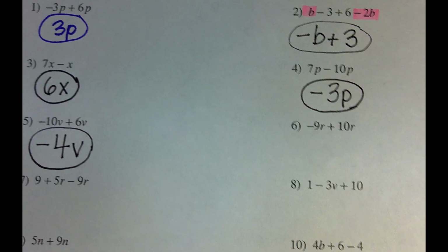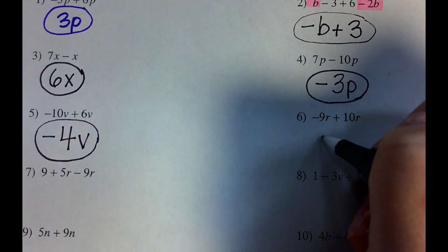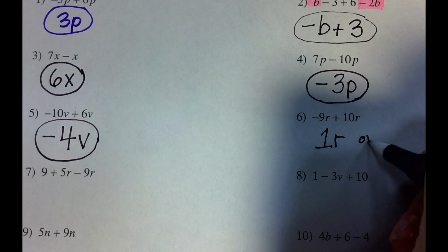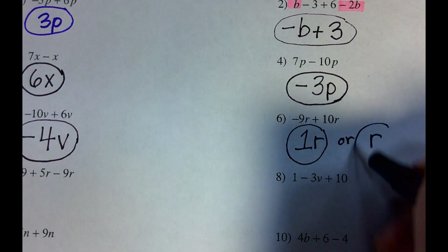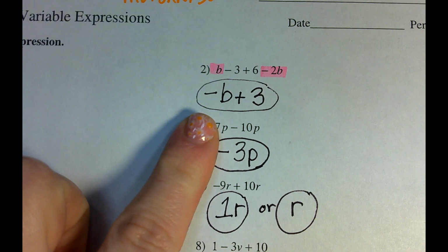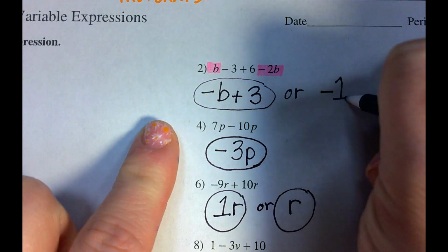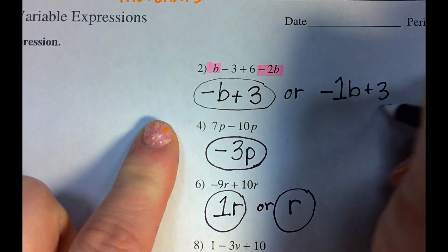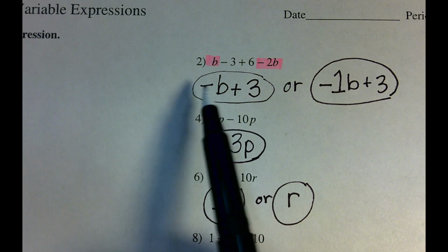Okay, how about number 6? 1R. Good. You can say 1R, or you can say R by itself. Both are correct. So I'm going to circle both of them. These are both right answers. And same with up here for number 2. You could also have negative 1b plus 3. Both of these answers I will take. I'm not going to count you wrong if you do or don't write the 1. You just have to have the negative sign.